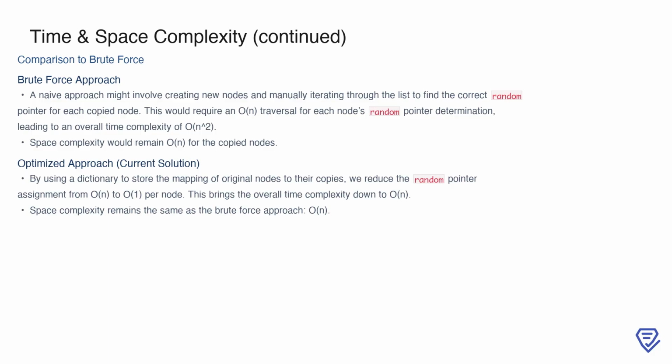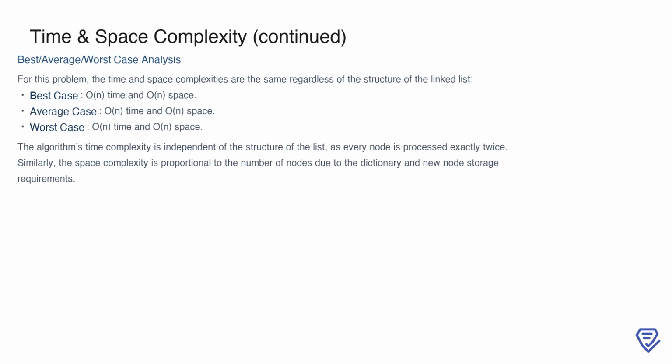In contrast, our optimized approach uses a dictionary to map original nodes to their copies, enabling constant time, O(1), assignment of random pointers for each node. This reduces the overall time complexity from O(n squared) to O(n), while the space complexity remains O(n), making the optimized solution far more efficient. Finally, let's analyze the algorithm's performance for the best, average, and worst cases.